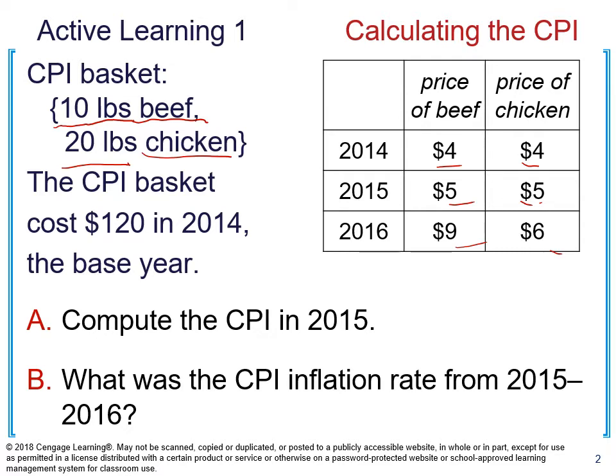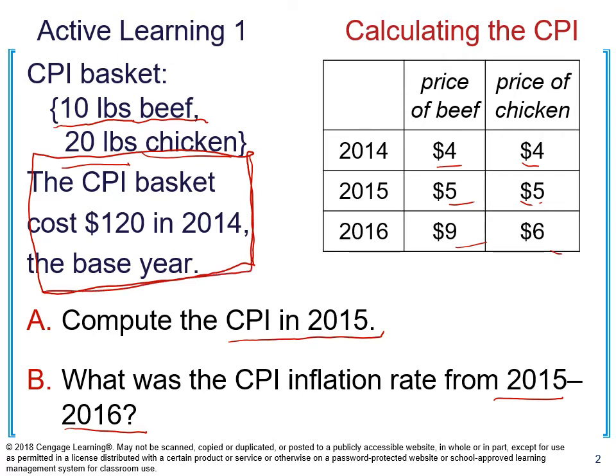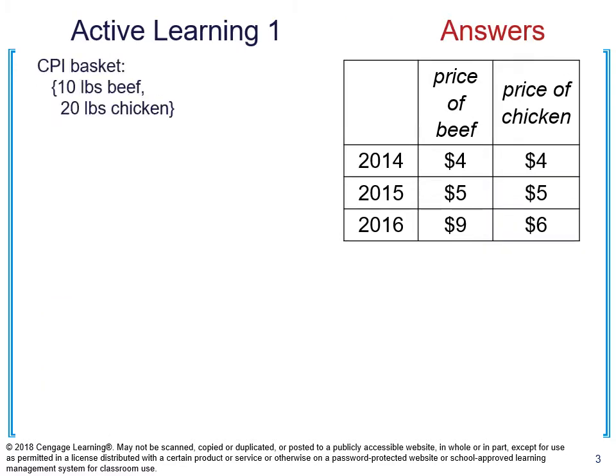What we need to do over here is calculate consumer price index for year 2015, and also calculate the inflation rate between year 2015 and 16. Guys, pay attention over here that the base year basket cost already was calculated for us. So it's $120, it's already given to us. So what are we going to do? We're going to calculate consumer price index for year 2015.